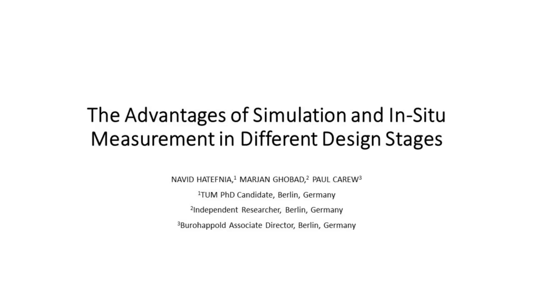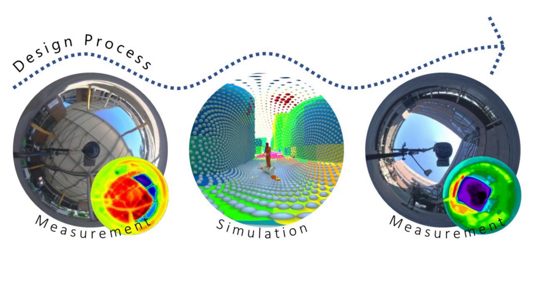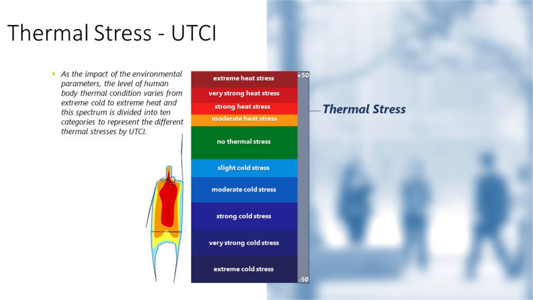Good day everyone, I'm Marjan and I'm going to present this project on behalf of the team. The aim of the project was to improve the external thermal comfort on Nelspruit University campus in South Africa. In this presentation, comfort assessments by computational simulation and in-situ measurement have been proposed for different design stages. The focus of this talk is thermal comfort in outdoor spaces.